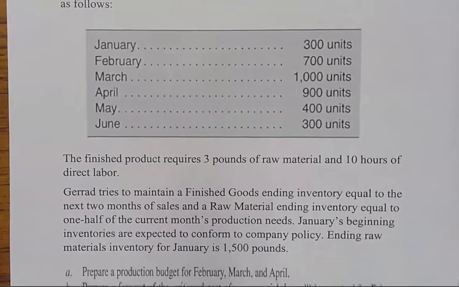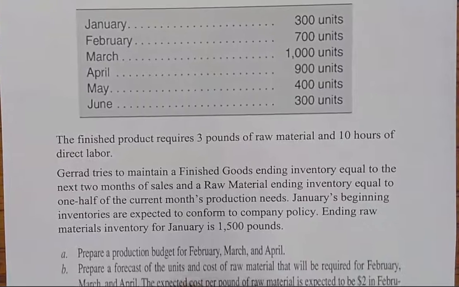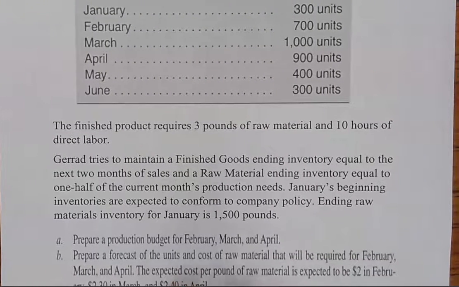I'm going to move the paper up just a bit. Okay, so we've got some further information here. It says the finished product requires 3 pounds. I'm sorry, we already read that. Gerard tries to maintain a finished goods ending inventory equal to the next 2 months of sales, and a raw material ending inventory equal to 1/2 of the current month's production needs. January's beginning inventories are expected to conform to company policy.